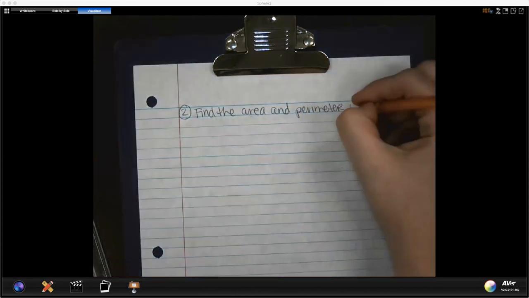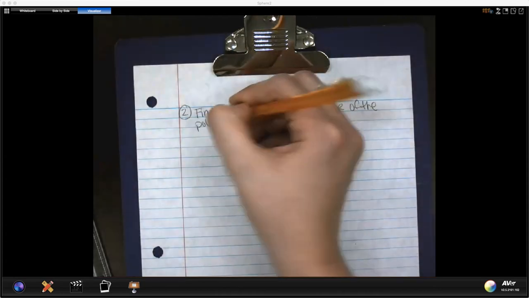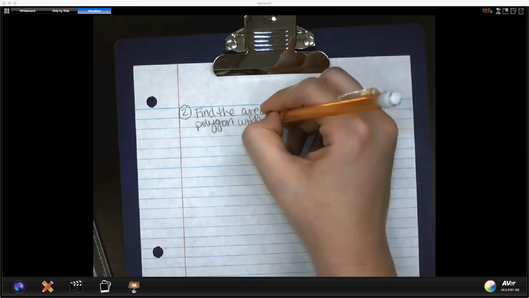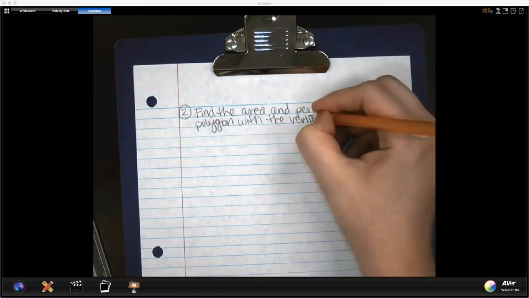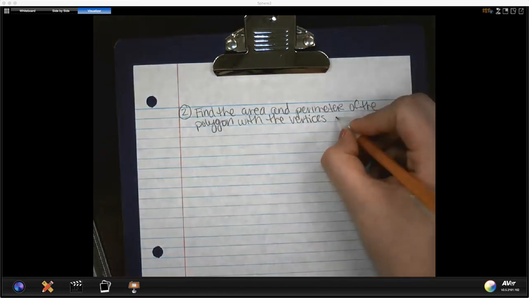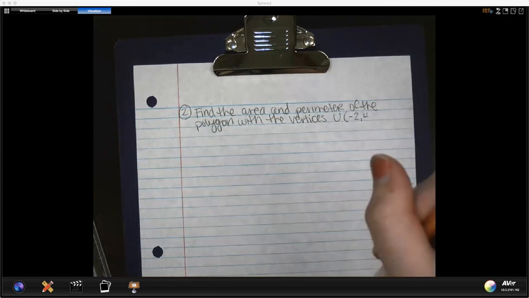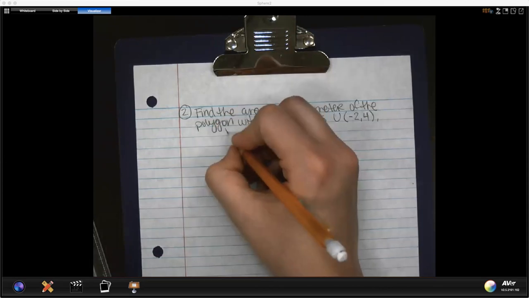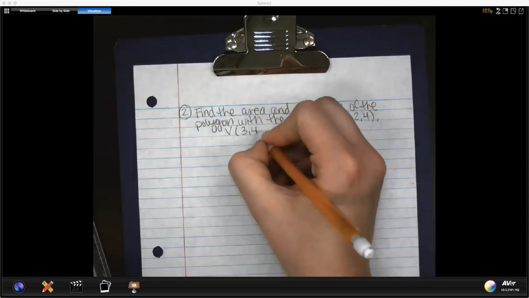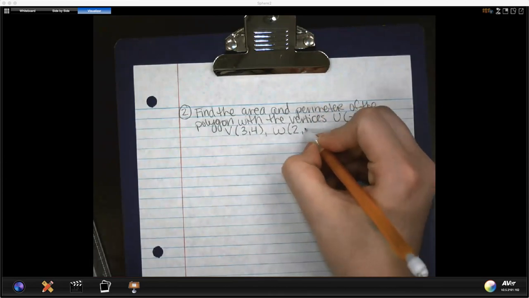Of the polygon with the vertices U -2, 4. V 3, 4. And W 2, -4.